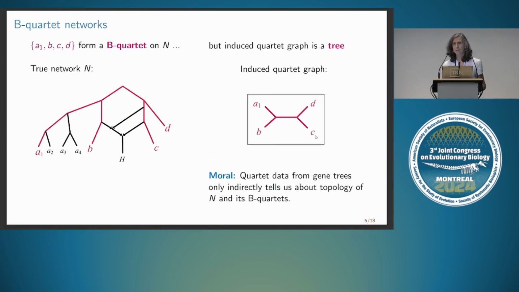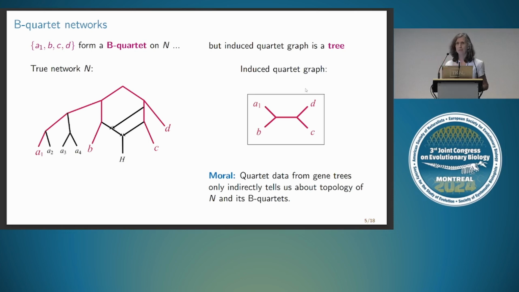Okay, so one of the problems for TINIC, or a challenge that we had to overcome, is that you might have a B quartet on the true network N. So this is going to be A1, B, C, and D. And the definition is rather technical and mathematical, but the idea is that you have a path leading from each of the 4 taxa entering the blob independently. So there's something here, 4 distinct paths that lead the taxa to the blob. But when you look at the induced quartet graph, okay, you're going to get a tree.